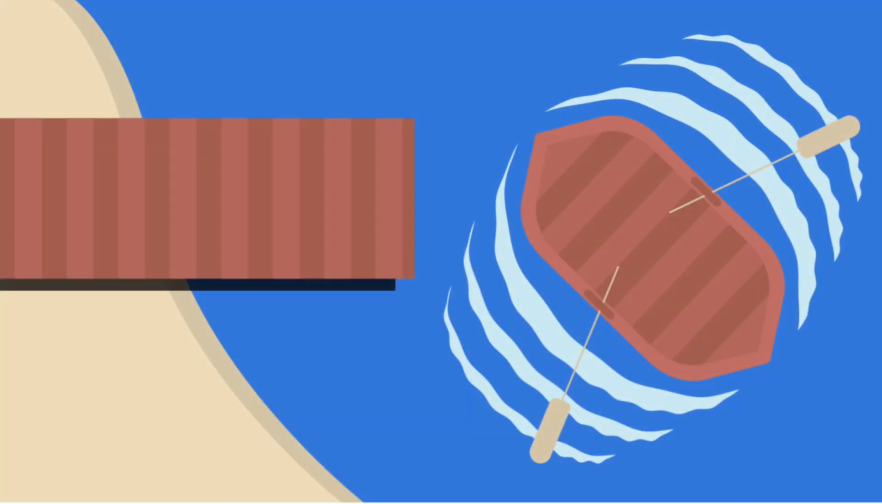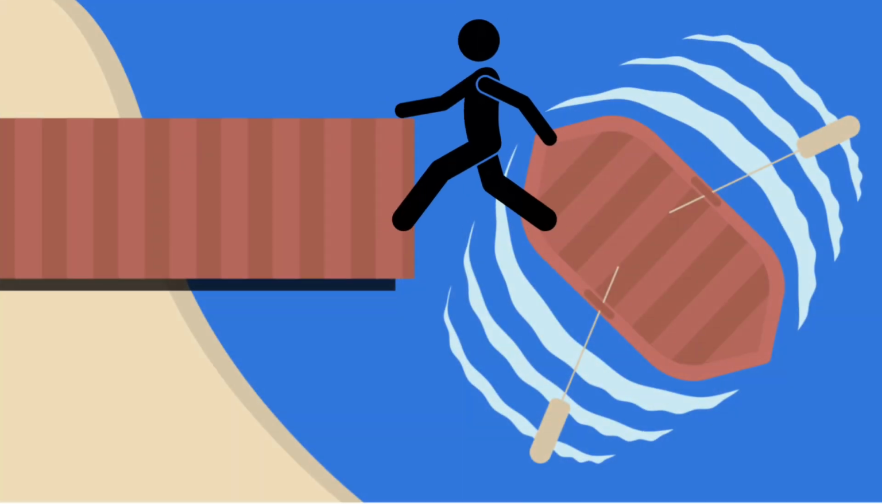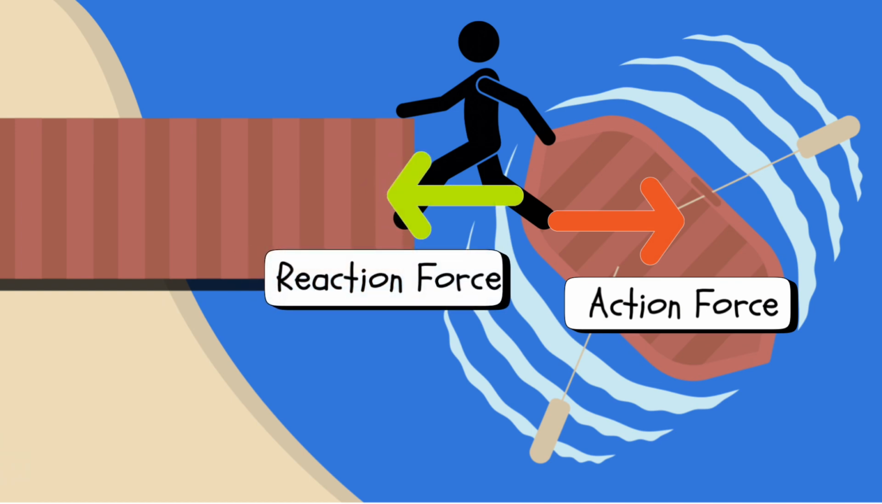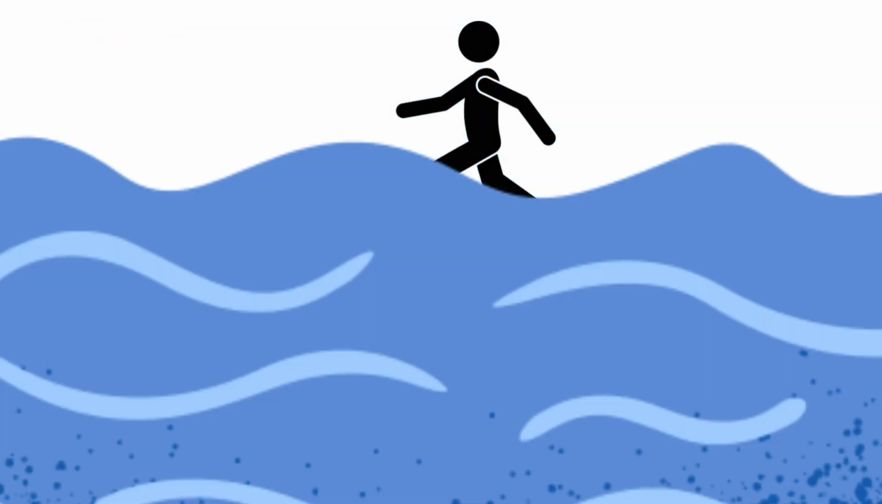This law even explains why you need to be careful stepping out of a boat. When you push against the boat to move forward onto the dock, the boat pushes back on you in the opposite direction. If the reaction force is larger than the friction keeping you steady, the boat moves backward, and you might end up in the water.